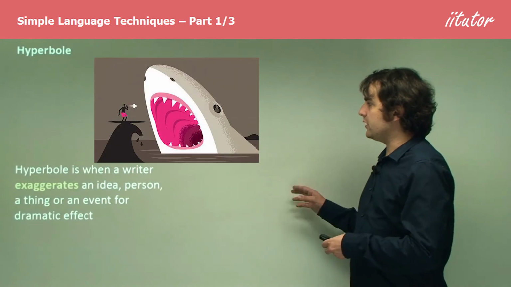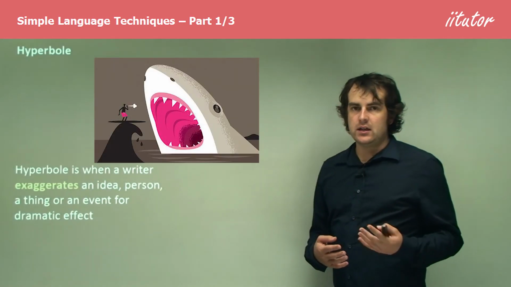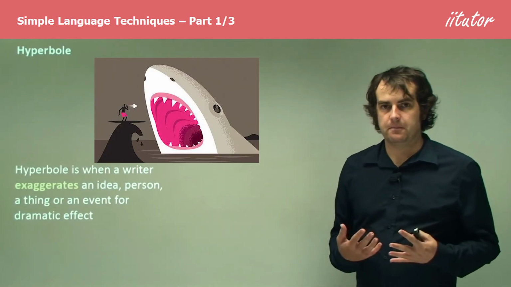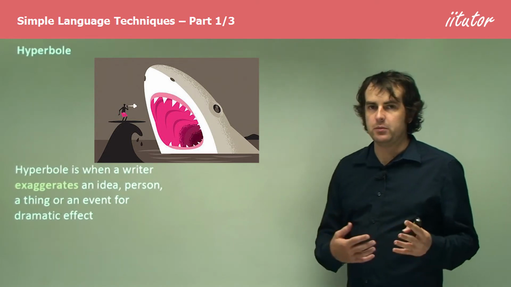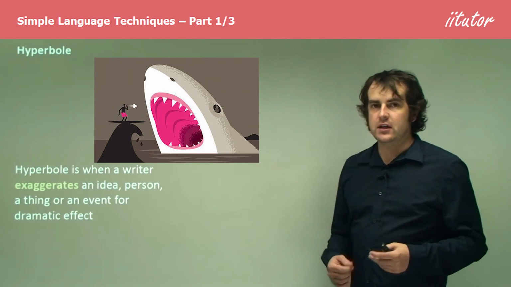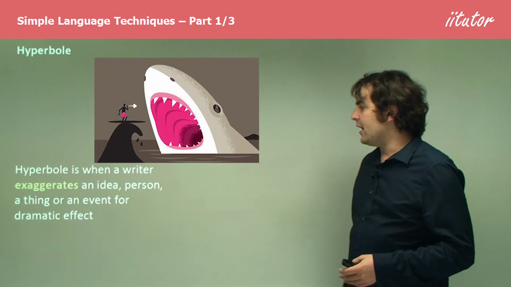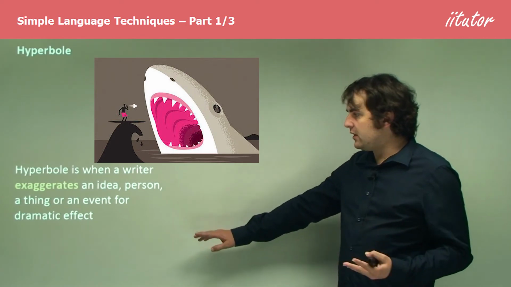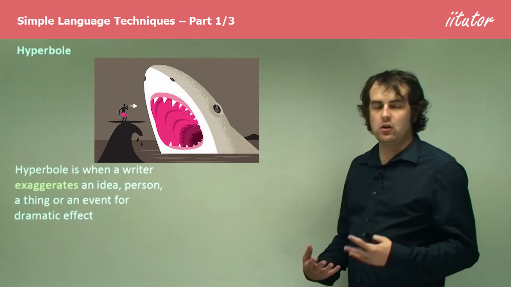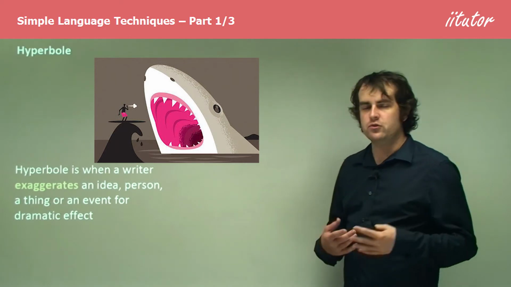Alright, moving on, we'll look at hyperbole. Now hyperbole is another word for exaggeration. Okay, so if you ever get stuck, hyperbole, exaggeration, marry the two together because that's exactly what they are. And it's when a writer exaggerates an idea, a person, a thing, or an event, and they do it for what we call dramatic effect.